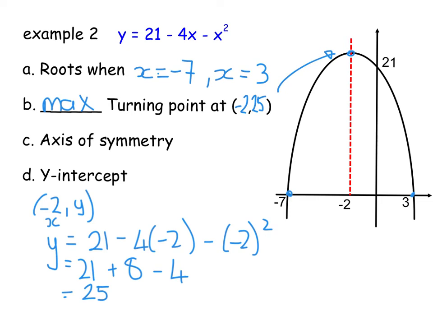Now the axis of symmetry is my red dotted line. It goes through minus 2, so x equals minus 2. And watch, that matches the first number in my turning point. And then the y-intercept is drawn on this time. The y-intercept is there. The y-intercept as a coordinate is 0, 21. So again, I snuck in a wee bit of work in there, all right?